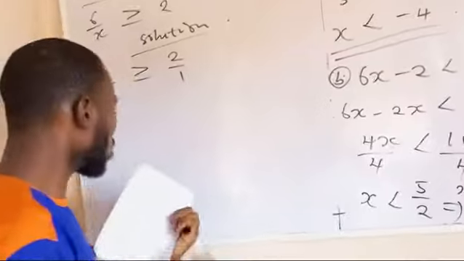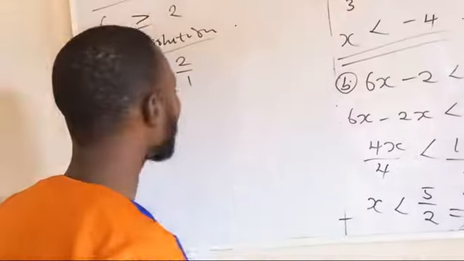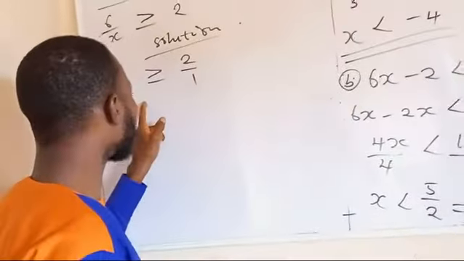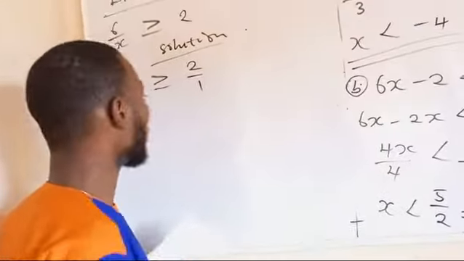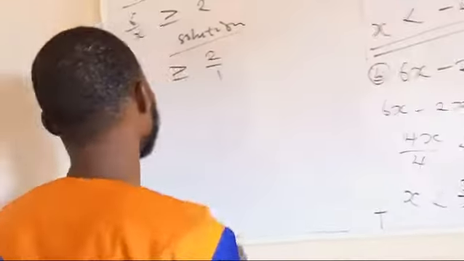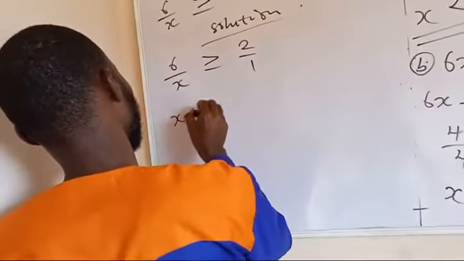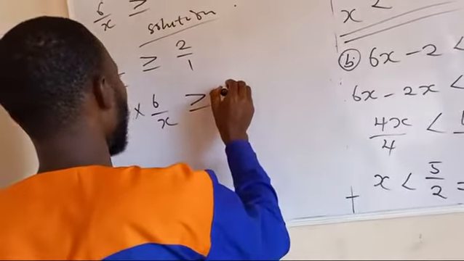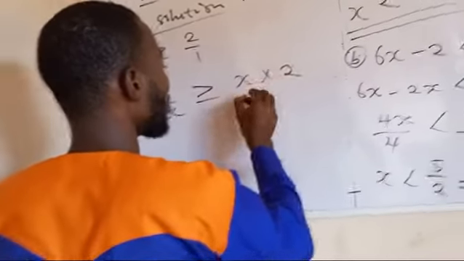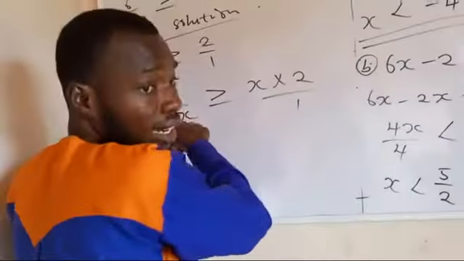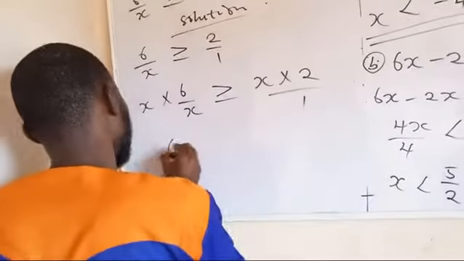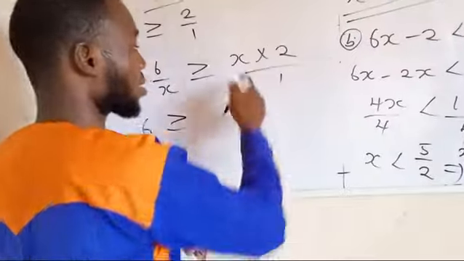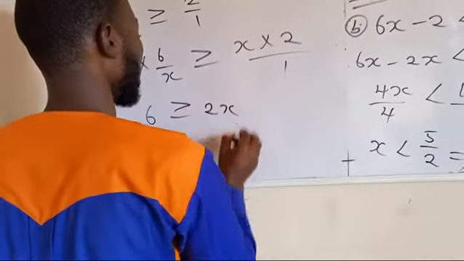Still the same thing. So the next thing we're going to do is that we multiply each term by the LCM of the denominators. The LCM of x and 1 is x, because x times 1 is x. So we now have x times 6 over x is greater than or equals to x times 2 divided by 1. So x will cancel x. We are now left with 6 is greater than or equals to x times 2, which will give us 2x.